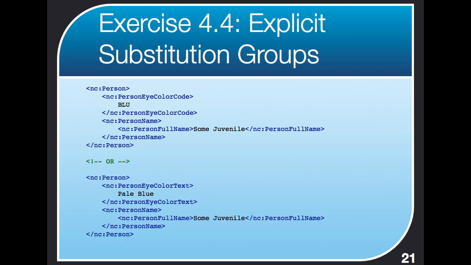And so here are the solutions we came up with. The first one shows the code version. So there's a person object. Inside of there is person eye color code, and we chose BLU, blue, because my eyes are blue. That's really the only reason. End of person eye color code, followed by the person name, person full name, and I just put some juvenile name. You can put whatever full name you want in there. Ending person name and end of the person.